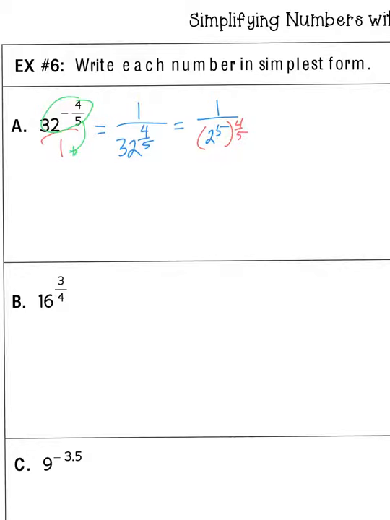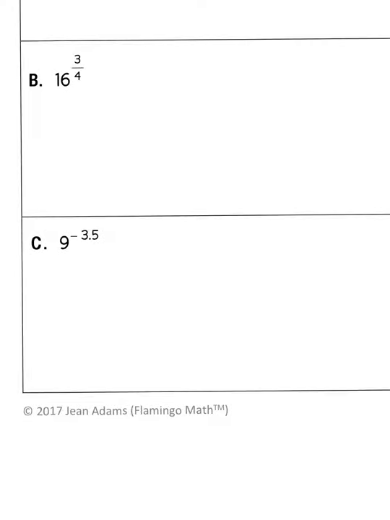And this is what's great about this. So I've got a power to a power, so I'm going to multiply exponents. 5 times 4/5, the 5s are going to cancel, and you get this really nice 1 over 2 to the 4th. And you can figure out what 2 to the 4th is, or you should know it already, it's 16. So 32 to the negative 4/5 simplifies to 1 over 16. So you try B. So stop the video, try B and C. Remember for C to read that decimal out correctly to yourself and then restart the video.